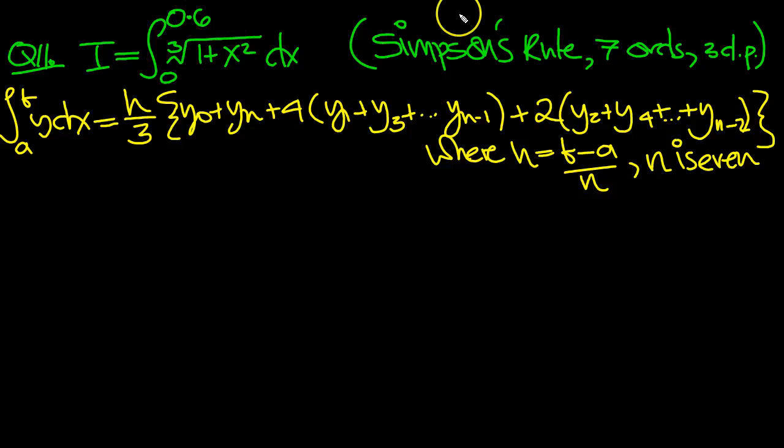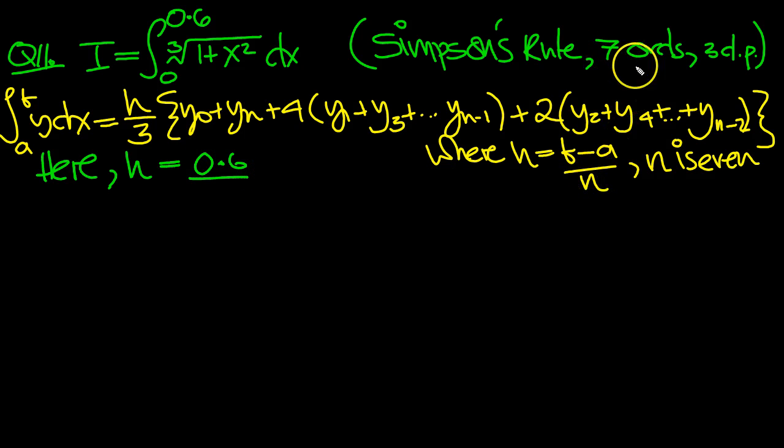Evaluate this integral using Simpson's rule with 7 ordinates to 3dp. So the first thing to do is to get the value h, isn't it? So here's the formula for h: b minus a over n. So here's b, here's a: 0.6 minus 0 is 0.6.